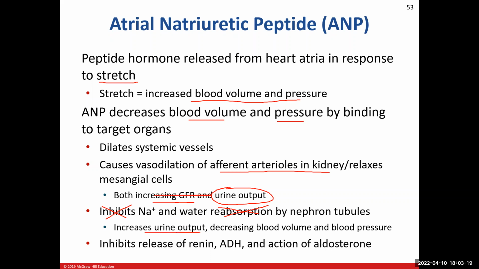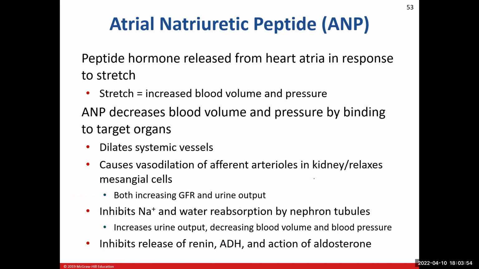And so if we have less water in our blood, then we will have a decreased blood volume and consequently decreased blood pressure. Also, ANP will inhibit the release of renin, so therefore we can't make angiotensin II, and then it'll also inhibit the release of ADH, and it will inhibit the action of aldosterone. So it's quite a powerful hormone here.